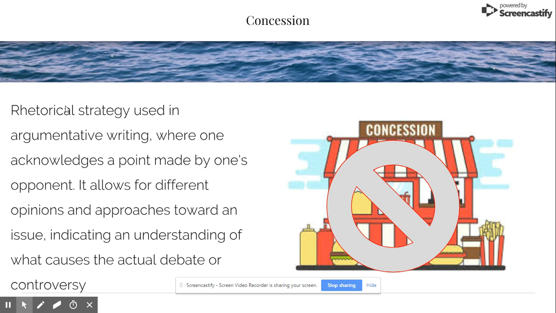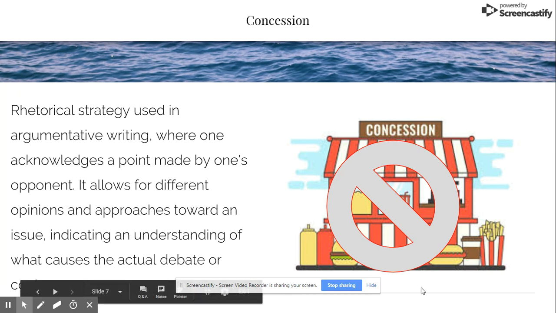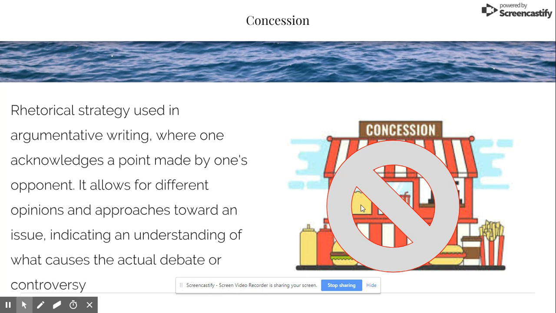The last term we're going to talk about this evening is concession. Concession in this case is not like the movie concessions, popcorn, soda, and hot dogs like you might get when you go out to the theater. It's spelled the same, but it's a very different term. Concession in literature is a rhetorical strategy that is most often used in argumentative writing, where one acknowledges a point made by one's opponent. Sometimes it's called a counterclaim.